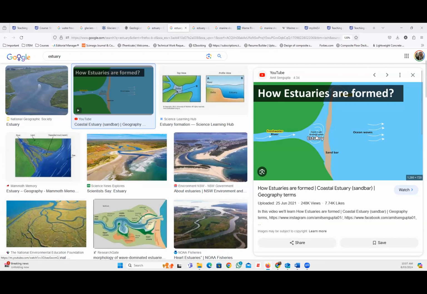Okay, estuarine is just an adjective related to estuary. Estuary is this area here on the screen. Okay, no worries. So if we go back to our slides.